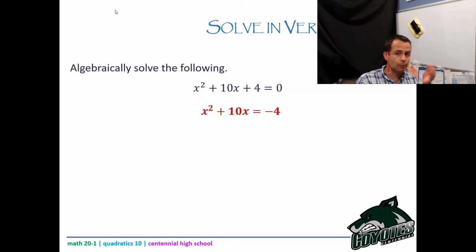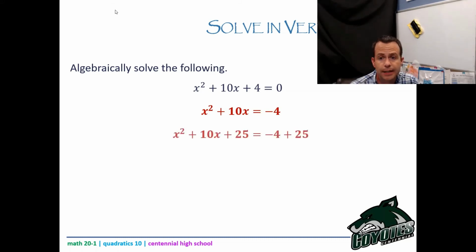And now I will figure out my magic number. So I'm going to take that 10, divide by 2 and square it. 10 divided by 2 is 5, 5 squared is 25. So I'm going to add 25 to both sides of the equation so that I maintain equality.